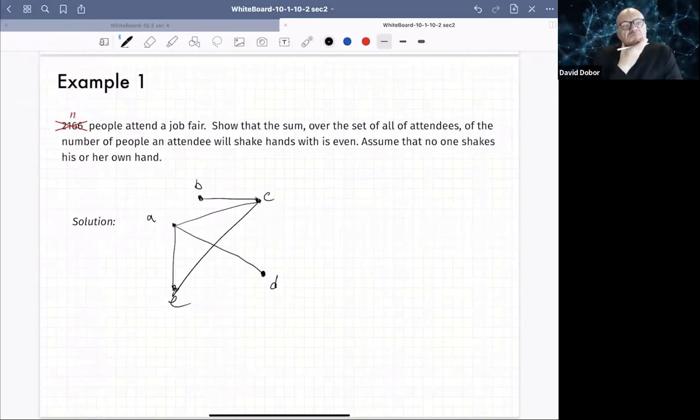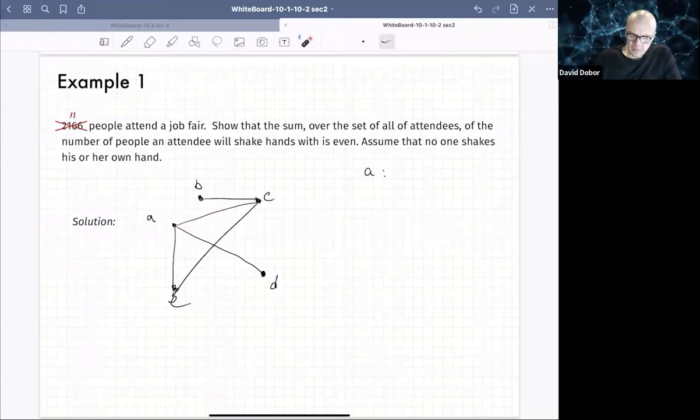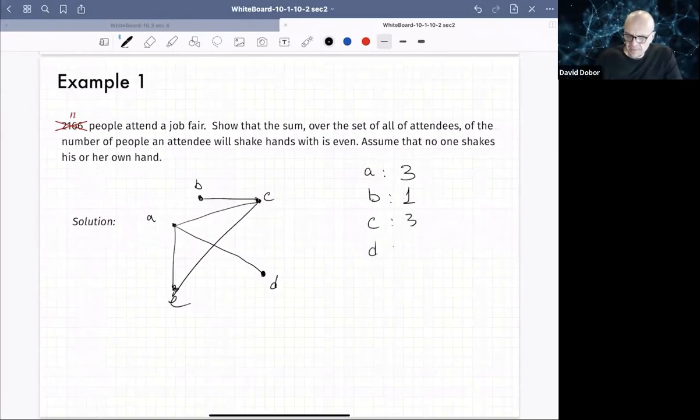Now imagine for a second that there's a host at this party. Let's suppose I'm the host, and I walk up to every person. I walk up to A and ask, how many people did you shake hands with? And Alice reports that she shook hands with Carol, Doug, and Elizabeth. So 1, 2, 3. How many handshakes did she do? 3. Bob just shook hands with Carol. That's it for Bob. Just 1. Carol, 3. Doug, 1 again.